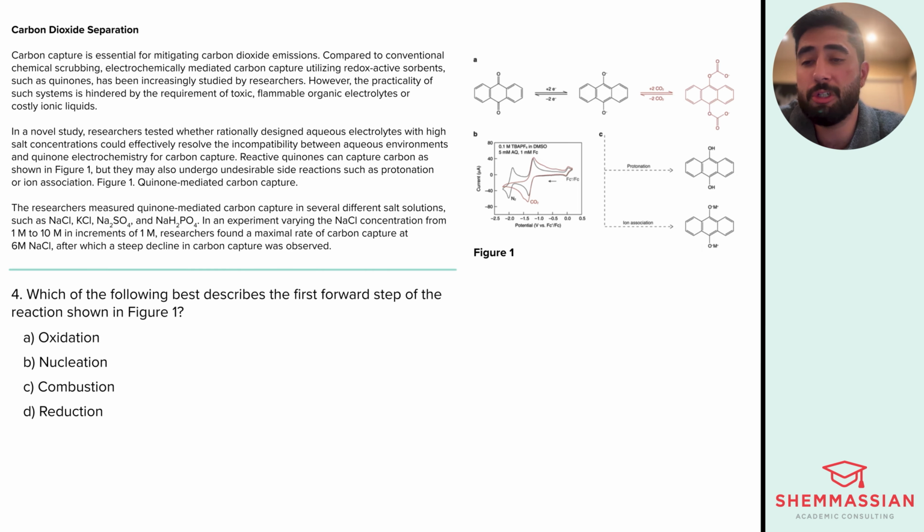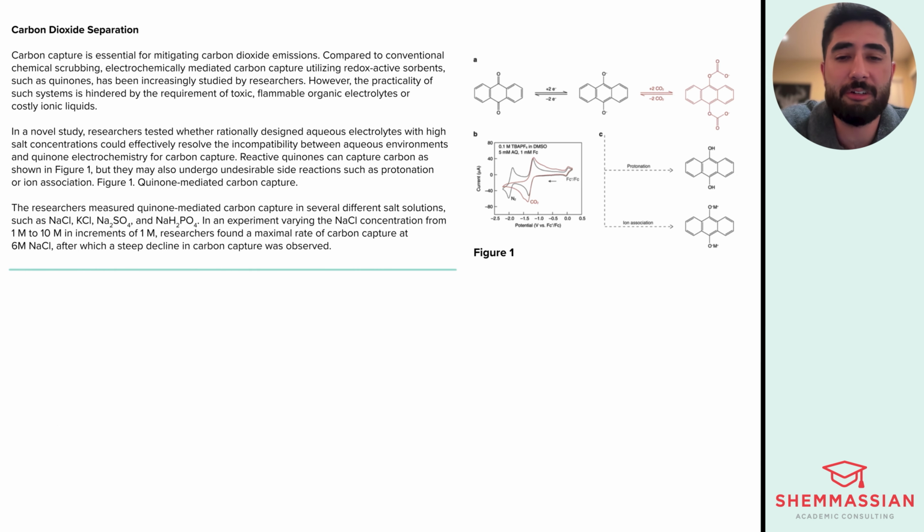But now if we were to go back to figure 1, what we would see is that in that first forward step of that reaction in figure 1, there are 2 electrons being added to the molecule. Well, if we're adding electrons, we're therefore having a negative charge, and that addition of electrons is known as a reduction. And so for that reason, our answer for question number 4 is going to be answer option D. Now let's jump into the 5th and final question.